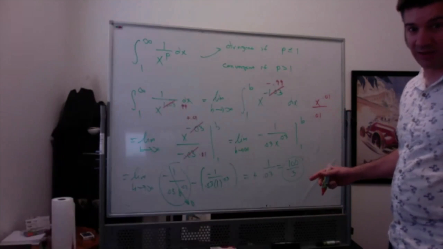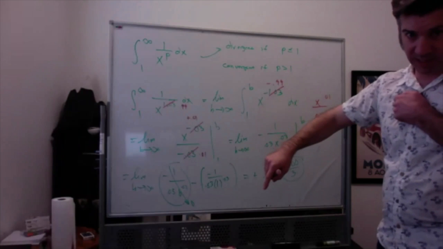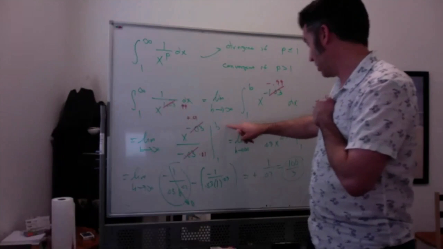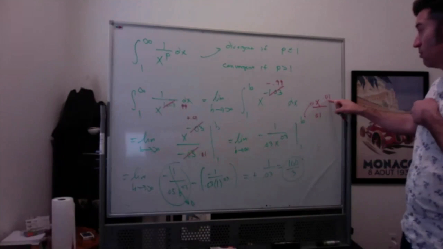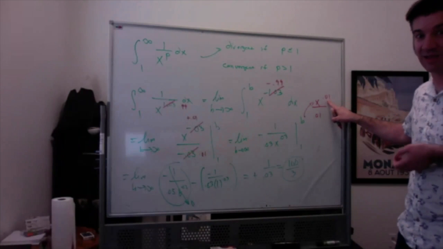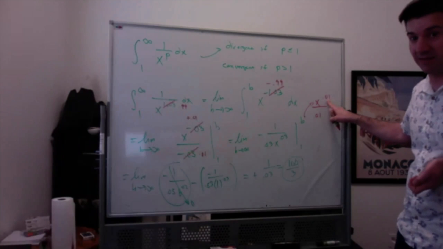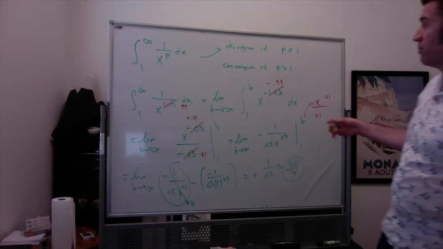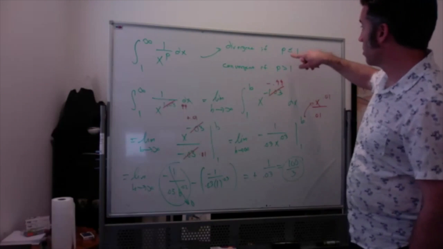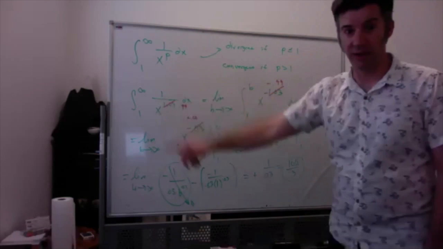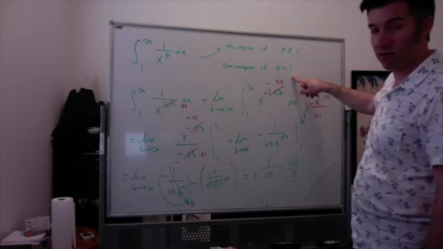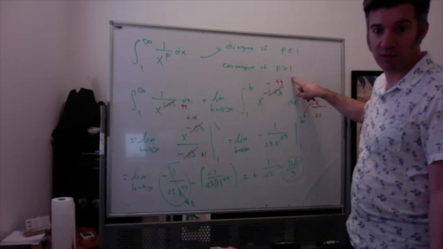And when I plug in the upper limit b, and then b goes to infinity, infinity to a positive power goes to infinity. And since it's in the numerator, it's going to stay infinite. So that's why when the power is less than or equal to 1, like 0.99, the whole thing diverges. Whereas if the power is greater than 1, the whole thing converges.